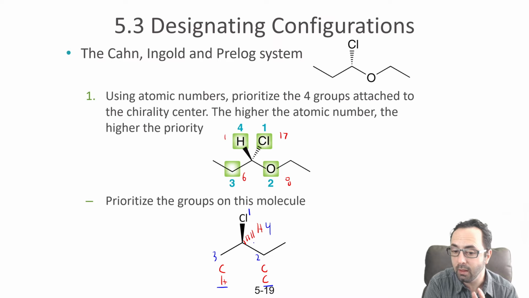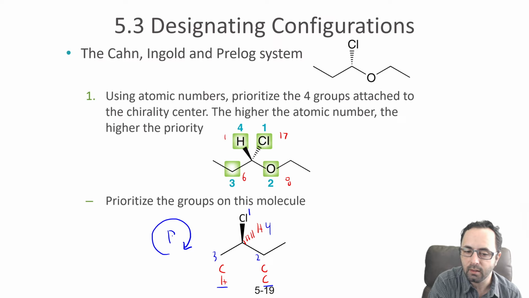So now that the hydrogen is in the back on the dash, we need to look at whether 1, 2, and 3 goes in the clockwise or counterclockwise direction. And 1, 2, 3 goes in the clockwise direction, like a right-hand turn. So it's going like this.